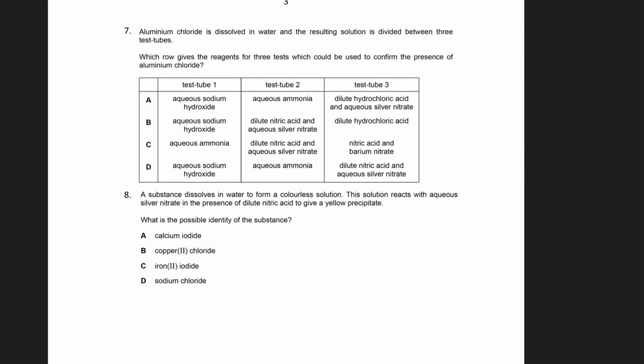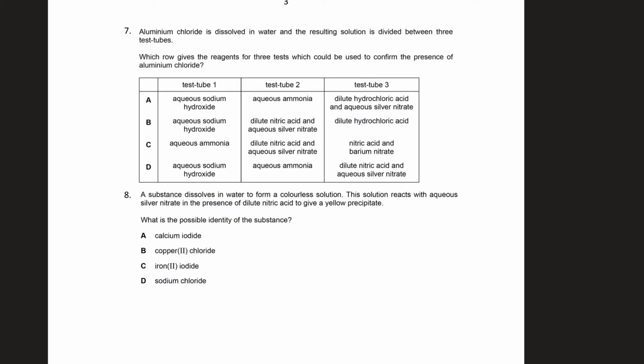Aluminum chloride is dissolved in water and the resulting solution is divided between 3 test tubes. So we have aluminum chloride, which will give the reagents of 3 tests which could be used to confirm the presence of aluminum chloride. Now you want to know whether it's a chloride and you want to know if it's an aluminum. Alright, so what do we do in this case? We can add sodium hydroxide to 1 and aqueous ammonia to 1 to figure out if it is indeed aluminum. And then for the chloride one, we need to add silver nitrate, and of course it helps if you add a dilute acid to figure out that if there is a carbonate, it can be destroyed.